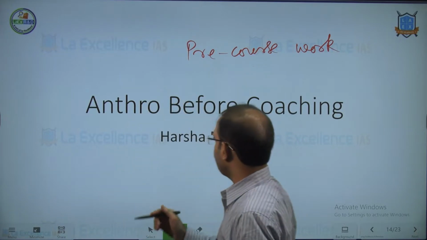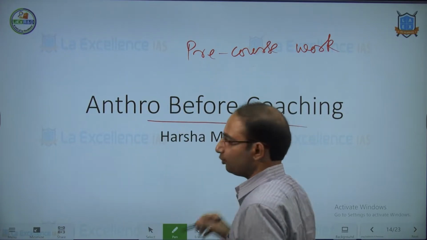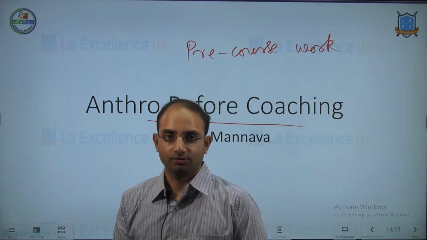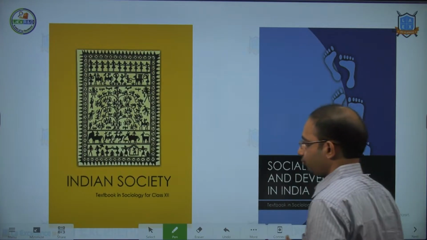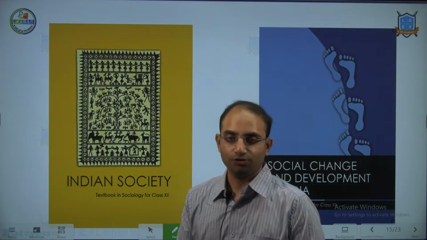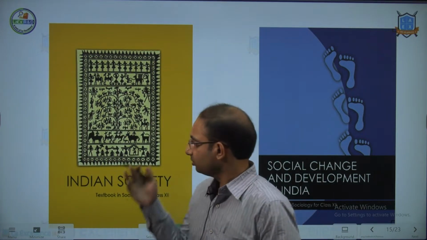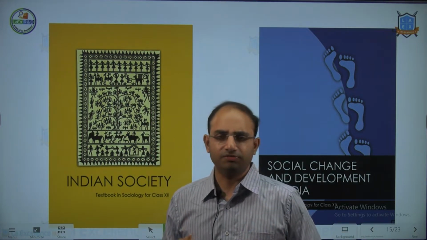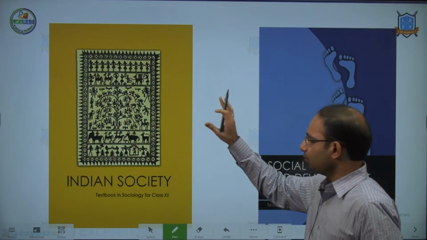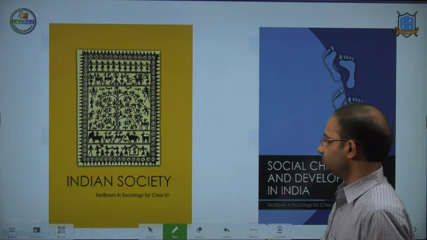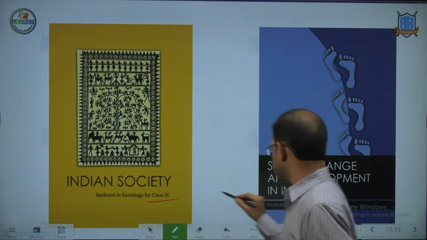So what should one do before coaching? Anthro before coaching. While you enter classes, we will do a lot of work. What must you do before coaching? It's very simple. Before you enroll for Anthro coaching classes, not just with me, with anywhere else, just take time to look at these two NCERT books. Both are NCERT class 12.